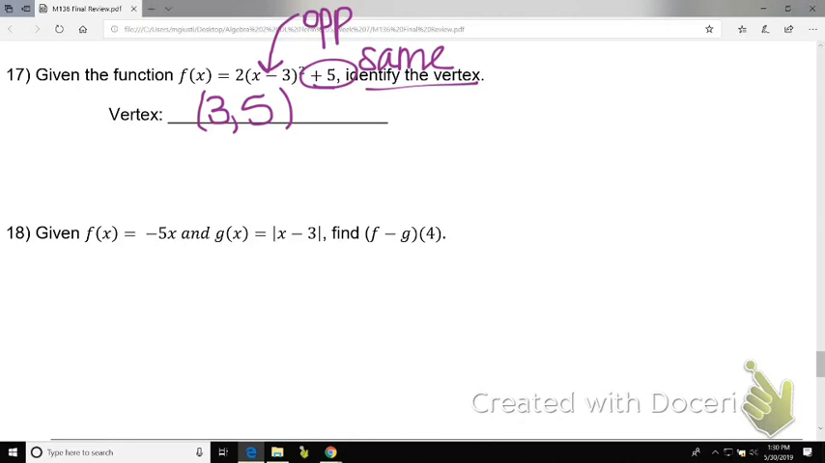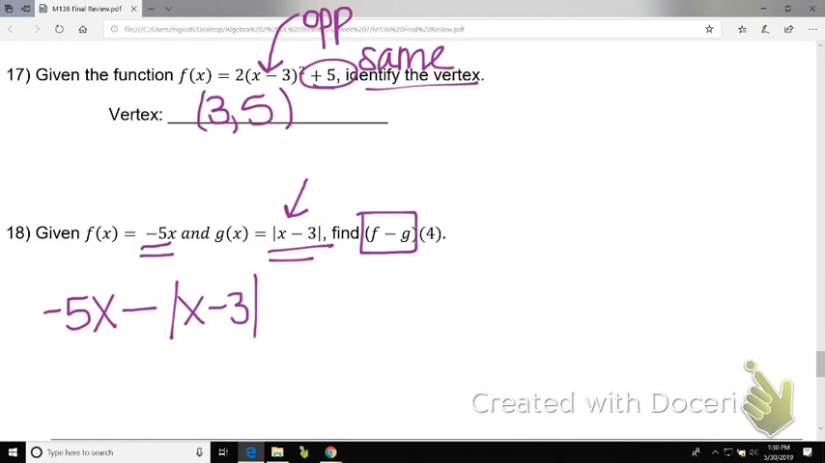18 is function operations, and they're just telling you to subtract the two. If they want me to subtract f and g, I started with f and wrote negative 5x. Then I put a minus sign, and since they want me to subtract g, I wrote the absolute value of x minus 3. And they want you to do what with the 4? Just plug it in wherever you see an x. So I did negative 5 times 4 minus the absolute value of 4 minus 3. And then you would just simplify that.